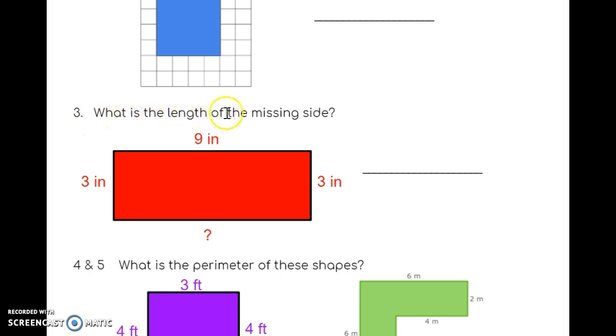Number 3, what is the length of the missing side? So I have 3 inches for this side, 9 inches for the long side, 3 inches for the short side. You need to tell me how many inches this side is, this long side right here. Write your answer on the line.